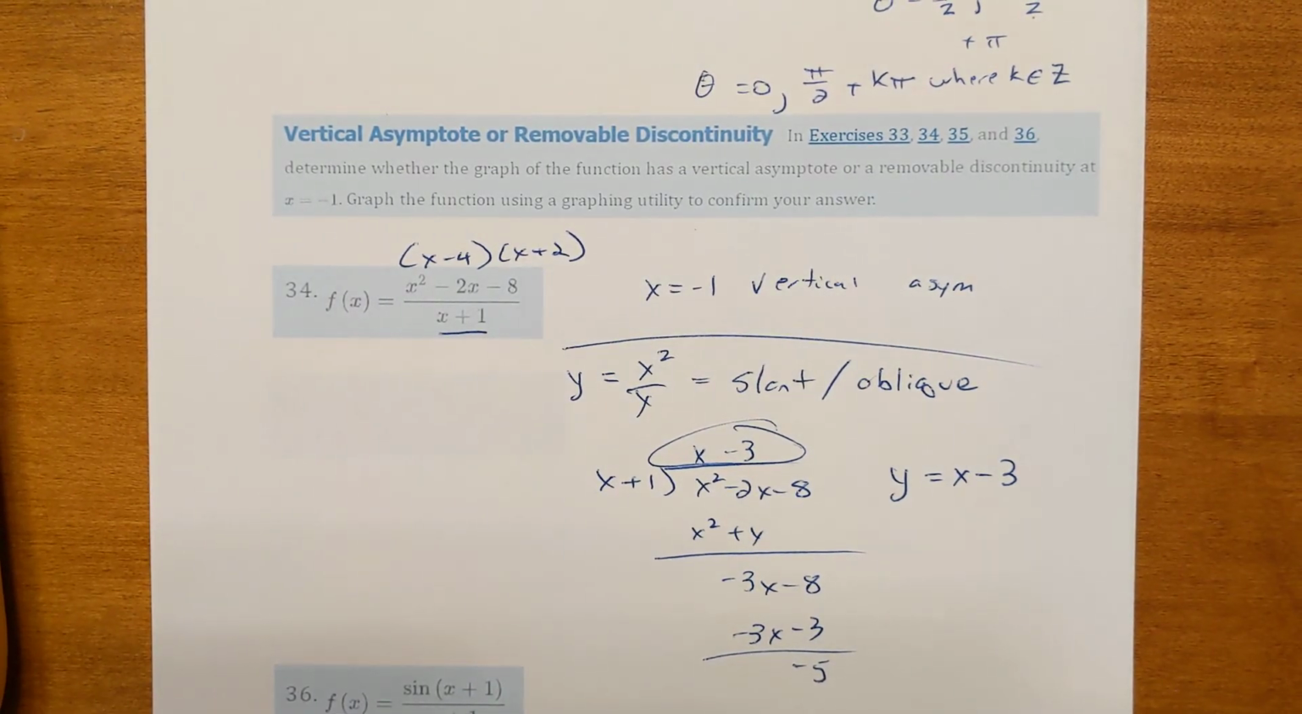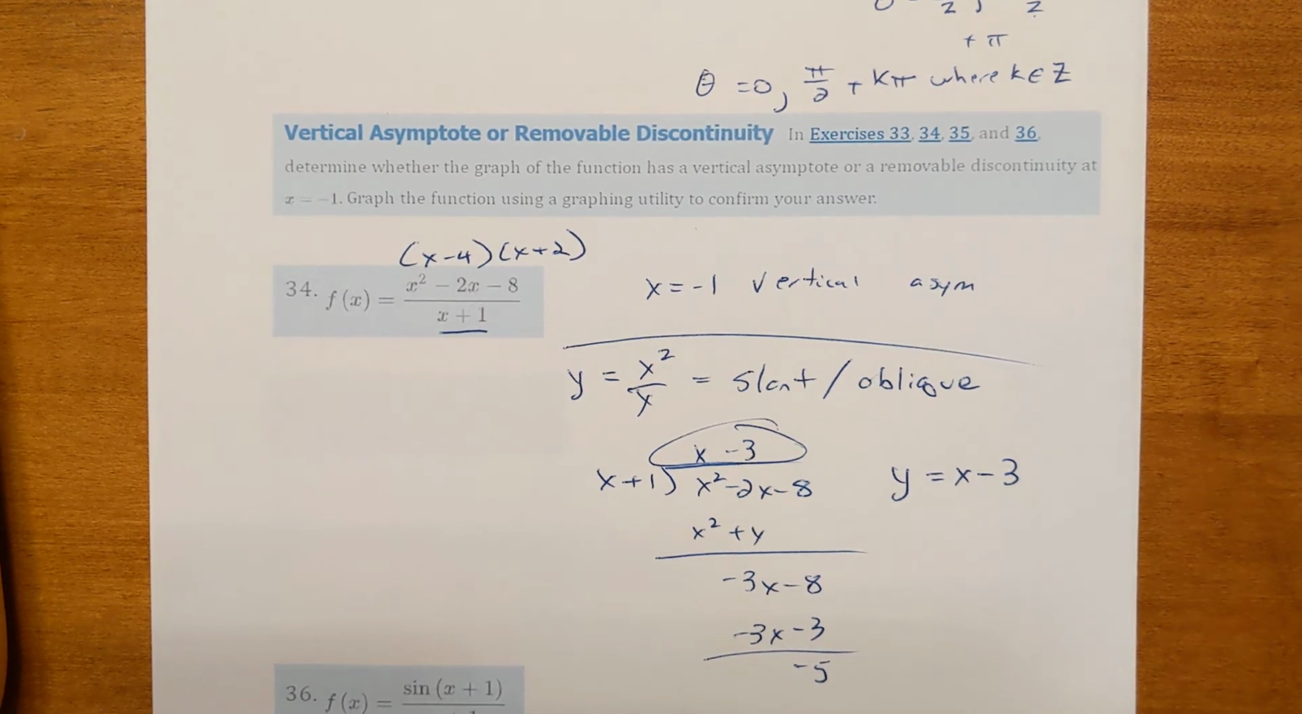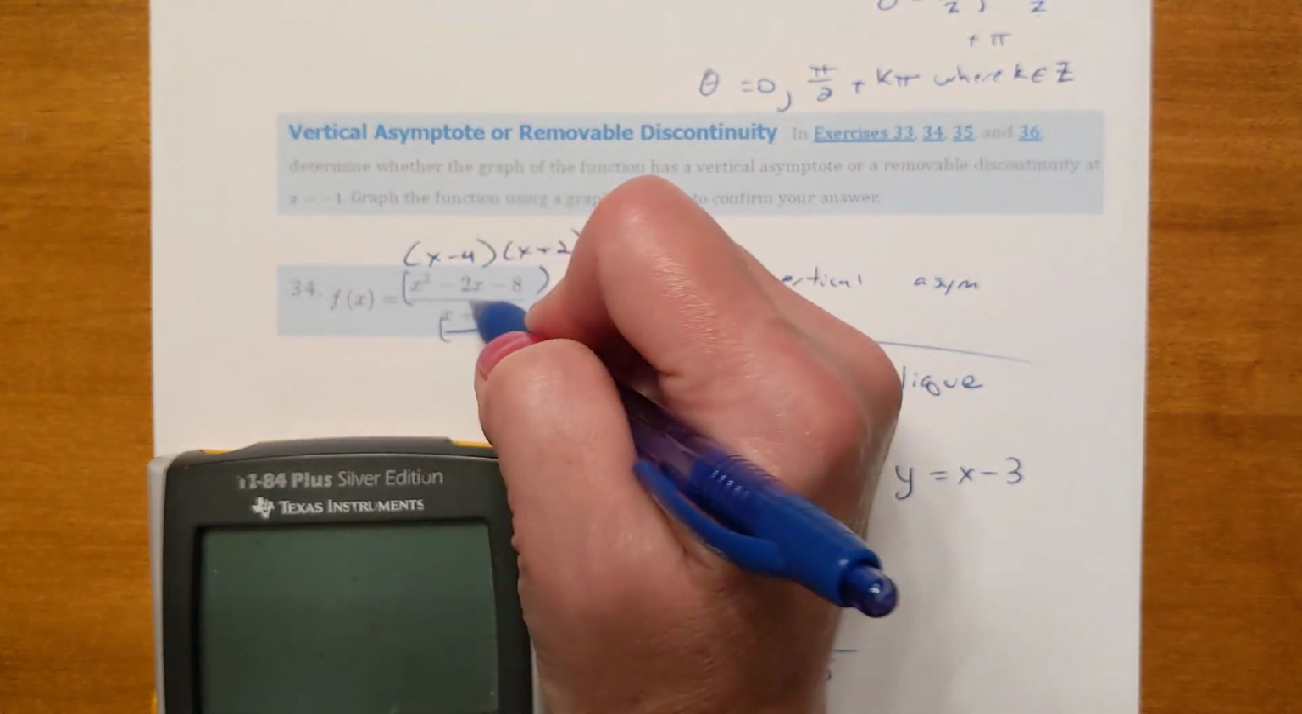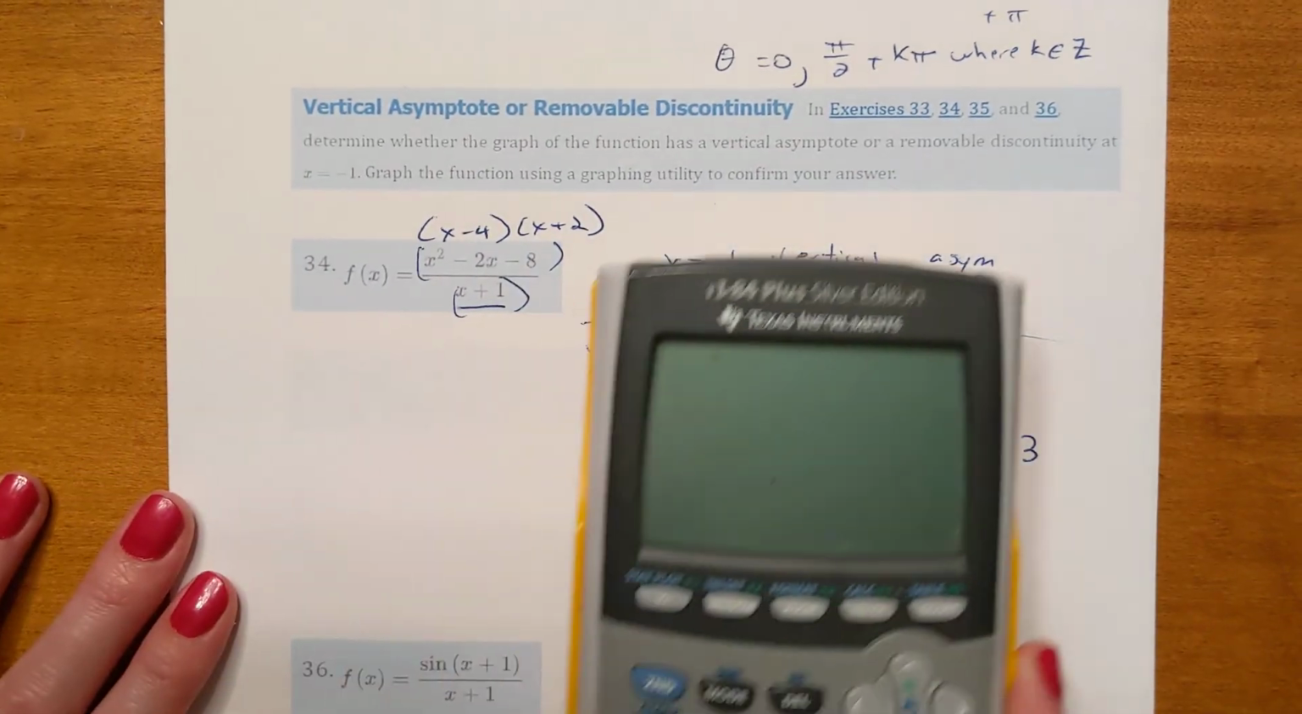All right, more than we had to do. All we had to really do is come up with the fact that x was equal to -1. But if you wanted to look at it on the calculator here, remember, put parentheses around the top and parentheses around the bottom, else it's not going to graph that.